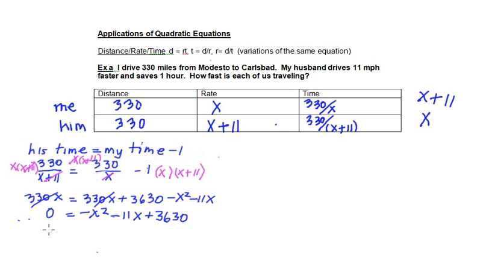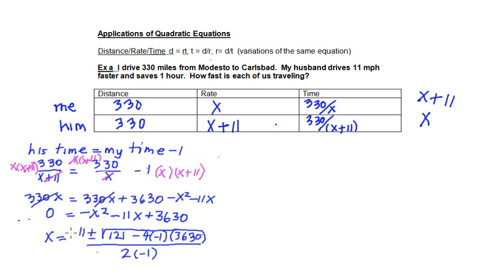If we were going to factor this, we would want to factor out the negative sign in front of the x squared. But if we're using the quadratic formula, we can just as easily use a negative coefficient for a as for the other variables. So we can just plug in the values of a, b, and c to get our solution. In the quadratic formula, negative 11 becomes positive, plus or minus the square root of 11 squared is 121, minus 4 times, now the a is negative, so negative 1, times 3630, divided by 2 times negative 1, and we've got to watch our signs here.